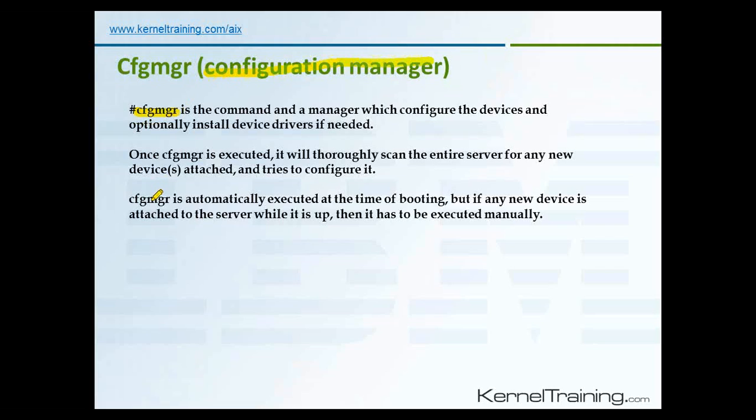So cfgmgr is automatically executed only at the time of booting. But if any new device is attached to the server while it is up, then we have to execute this particular command manually. Most of the time, any new device, maybe it is a SAN LUN that is coming to your machine, we will contact the SAN engineer and say that we require 10 GB of LUN. So he may give us 10 GB of LUN and he will confirm that I've got 10 GB of LUN. Now if I want to see that on my machine, I'll use cfgmgr to detect it, configure it and make it available for use.